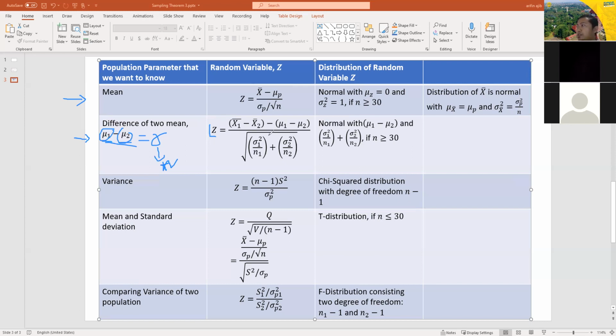What kind of random variable is here? X bar means the mean from the first population, and this is the mean from the second population. Actually they are taken from samples, but this is given population 1 and this is given population 2. Then with a combination of two standard deviations or variances, we can compute it like this. And again, I will make a revision here. For z, mu z is still 0.